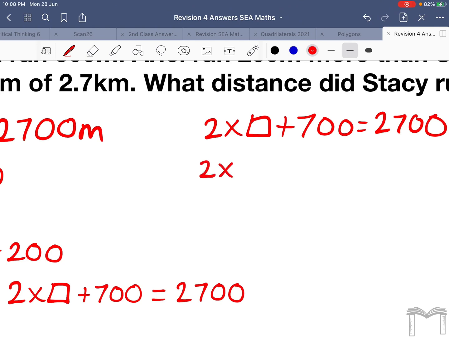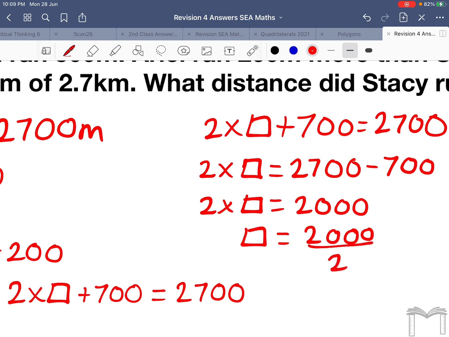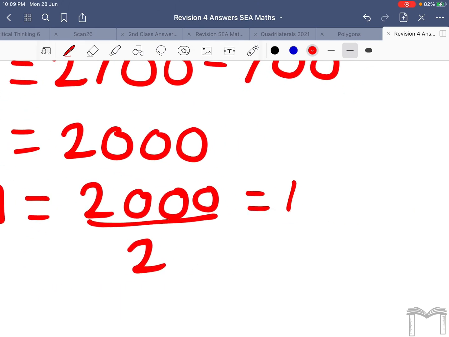So 2 boxes is equal to 2700, because we added 700. Now we're going to take away 700 to get back the initial number. So 2700 take away 700 will leave us with 2000. So 2 boxes will be equal to 2000. Instead of multiplying by 2, we'll divide by 2. So that will give us 1000.